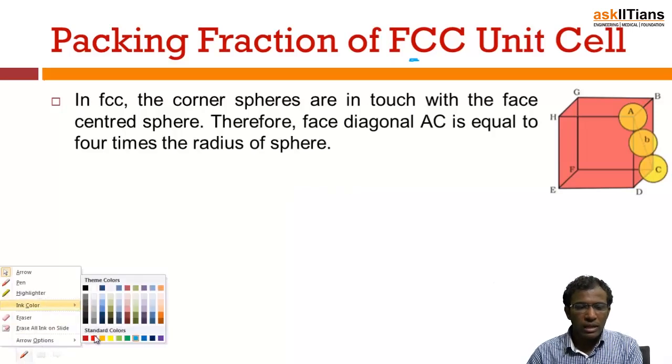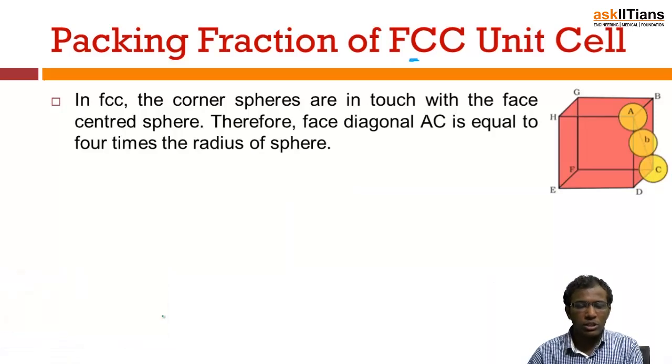So if you see in case of FCC, the particles will touch along the face diagonal. So the particles are touching along the face diagonal. The particle at the center of each face will touch the corner particles. Here this is edge length a and this is edge length a. So from Pythagoras theorem, the face diagonal AC length is equal to 4 times the radius of each sphere. So AC is equal to 4r.